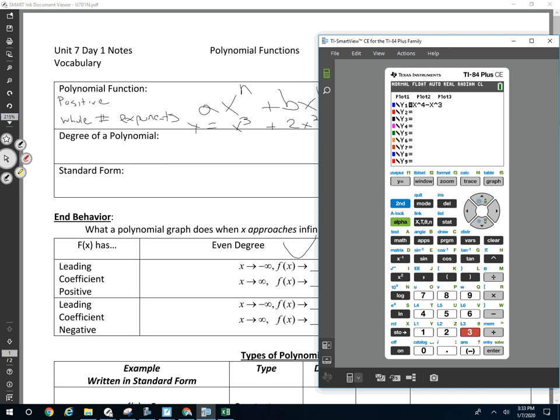Okay, so sure, maybe I'm going to add 5x squared. Just do whatever you want. Tell me what happens.